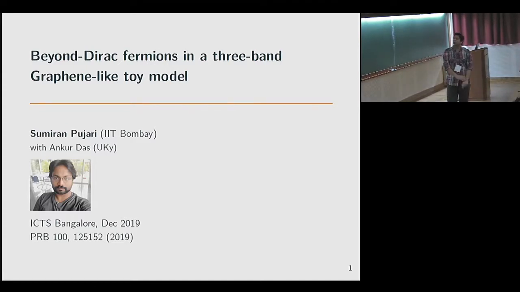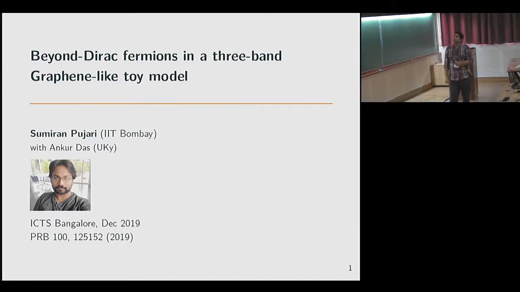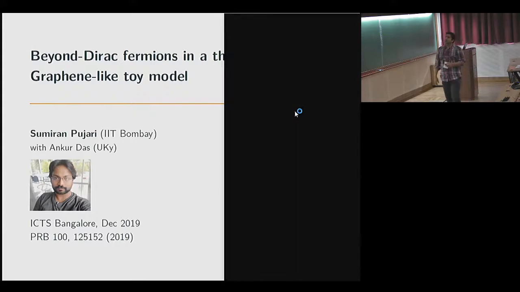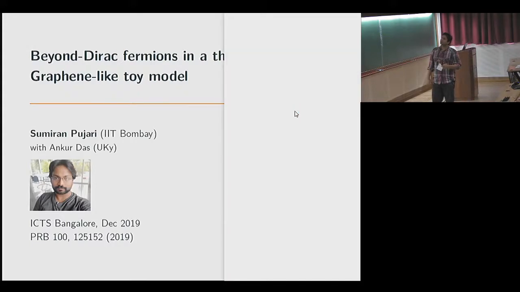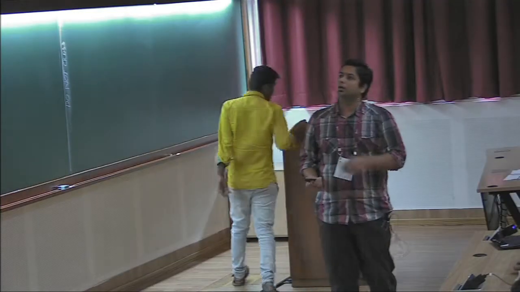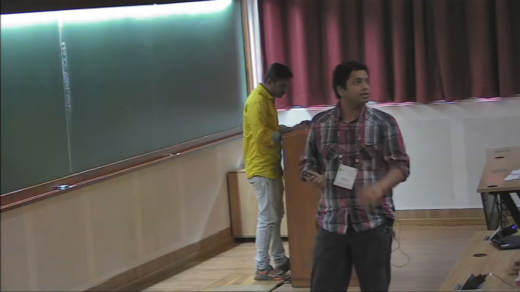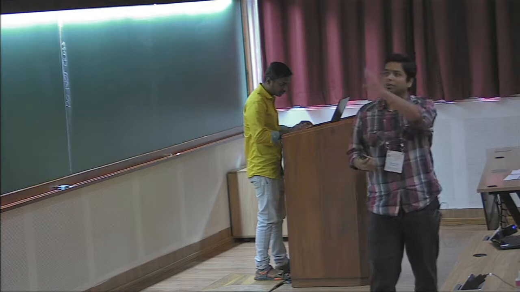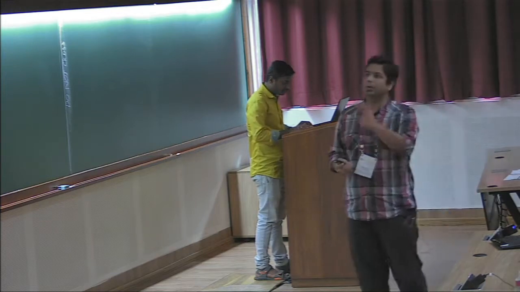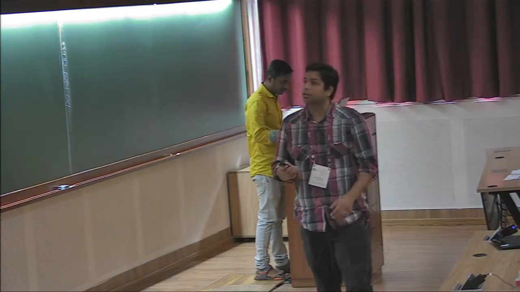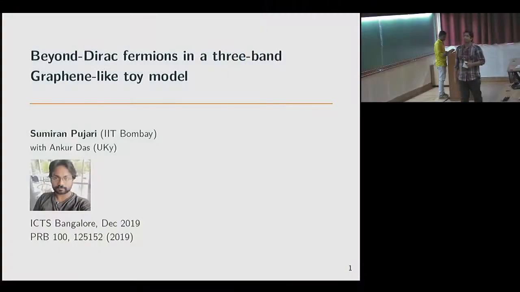Today I'm going to tell you about a recent work on what I have titled Beyond-Dirac fermions, and my meaning will get clearer as we go along. For this, the three-band nature of my construction will be important, and also a graphene-like property will be important. This is in a toy model spirit, just to understand some geometry of wave functions.